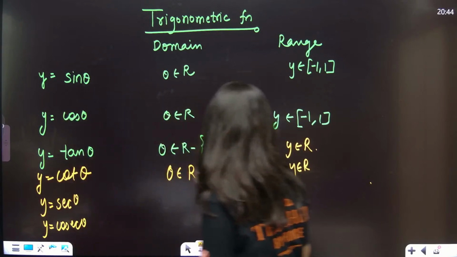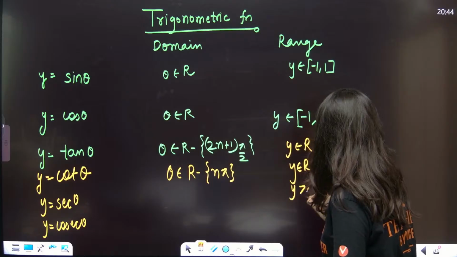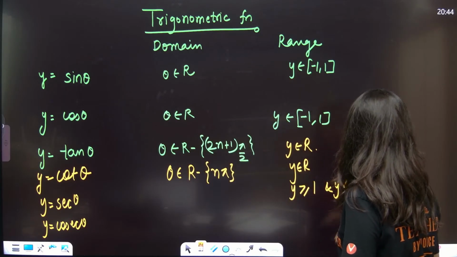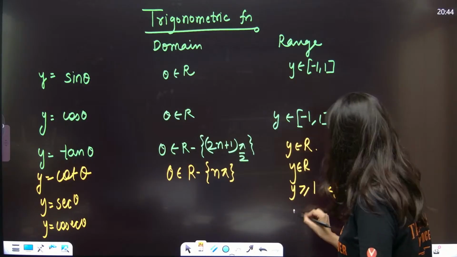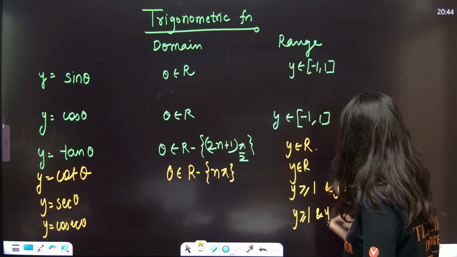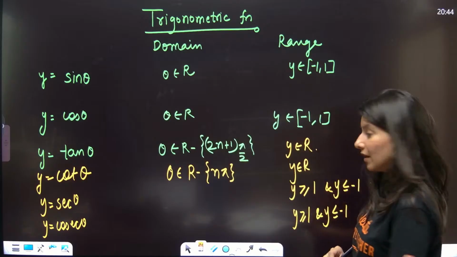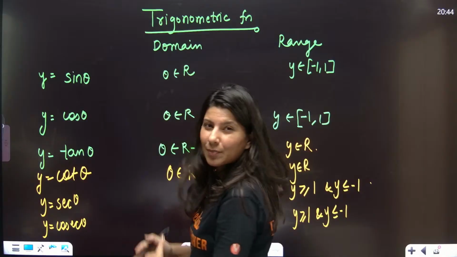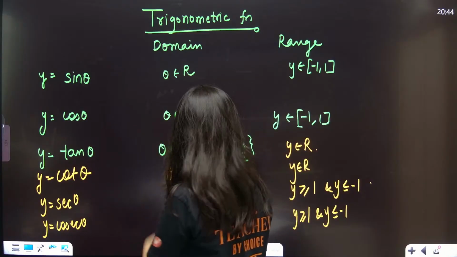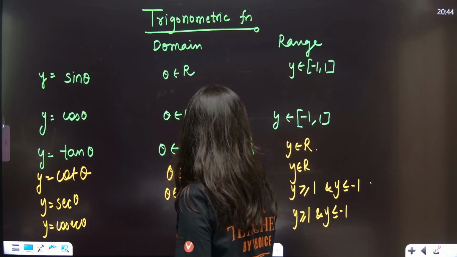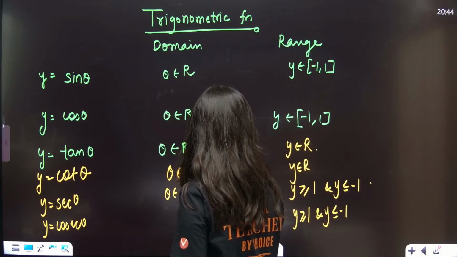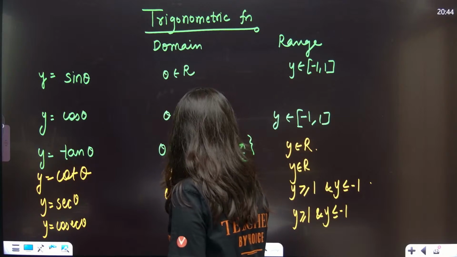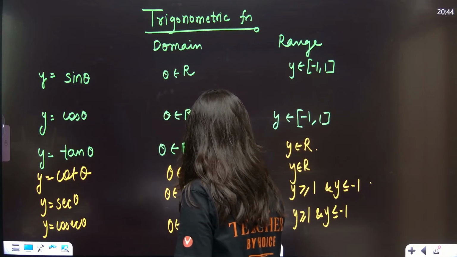Both will have the same range, y greater than or equal to 1 and y less than or equal to minus 1. Okay, here also y greater than or equal to 1 and y less than or equal to minus 1. What about domain of sec theta? Domain of sec theta, 1 upon cos, right? So same as tan theta, theta belongs to R minus odd pi by 2. And for cosec theta, theta belongs to R minus n pi.